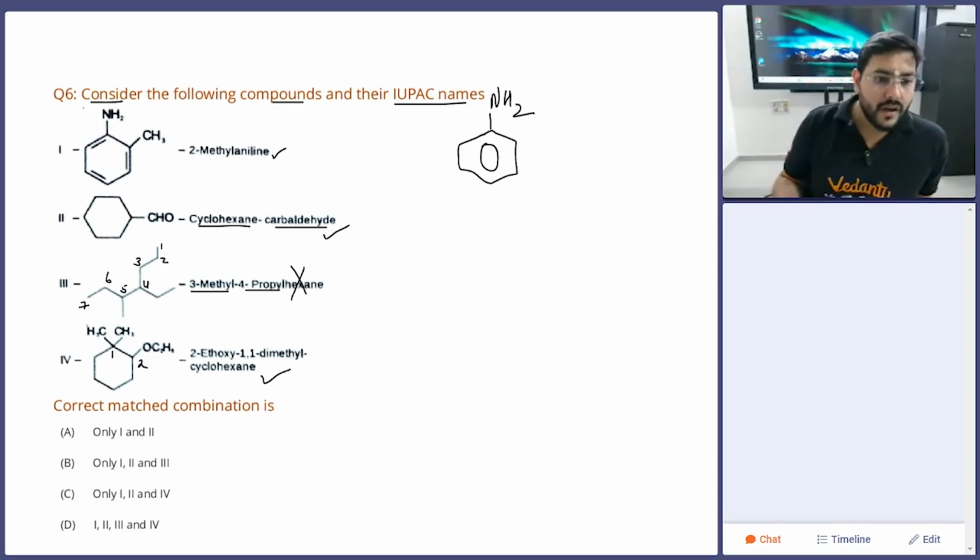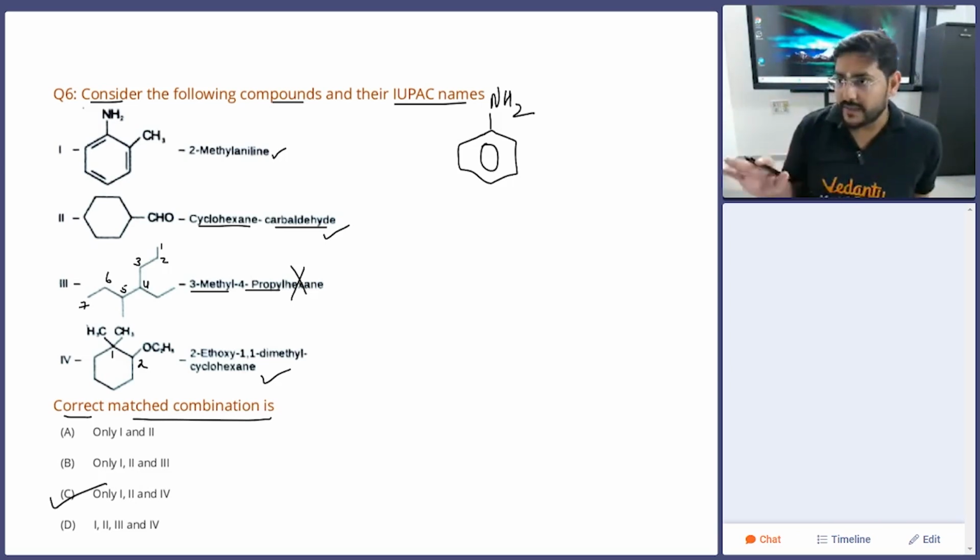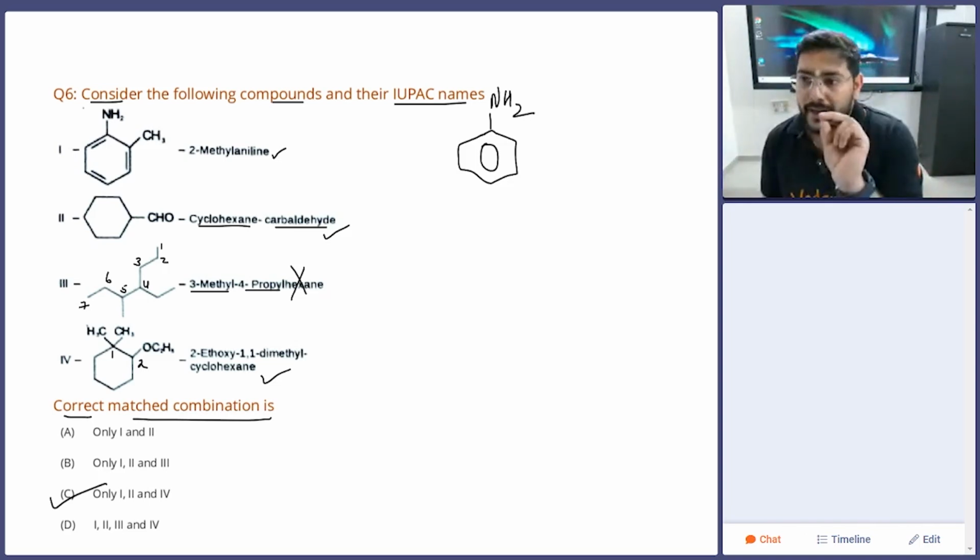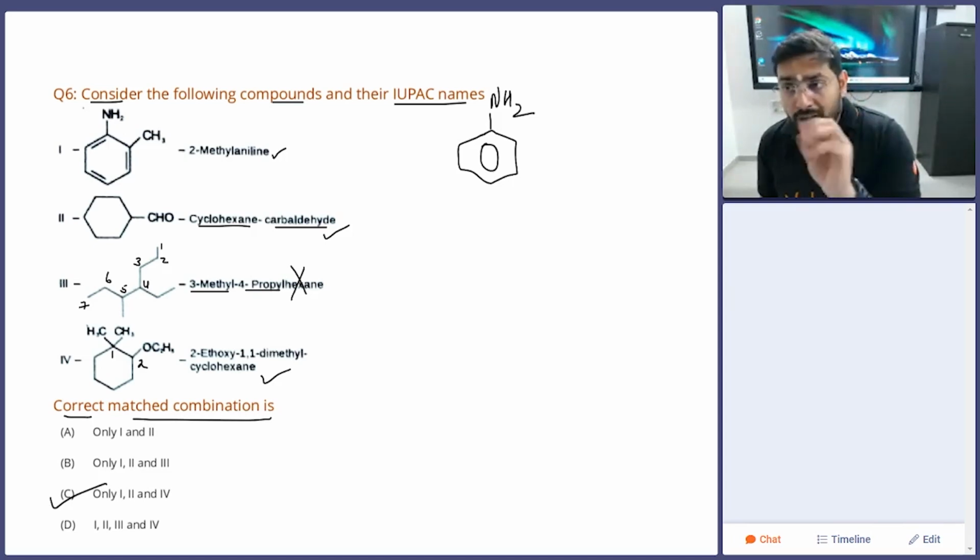So here the correct match combination is, what will be the right answer? 2-methyl aniline, cyclohexane carbaldehyde, and 2-ethoxy 1,1-dimethyl cyclohexane. So the right answer for this question is C. The option is clear. You should give the numbering properly. In IUPAC naming, in 2025 also, one question came based on it.